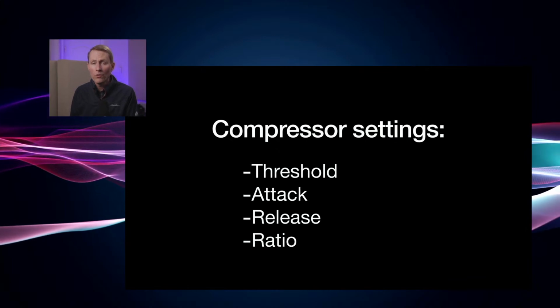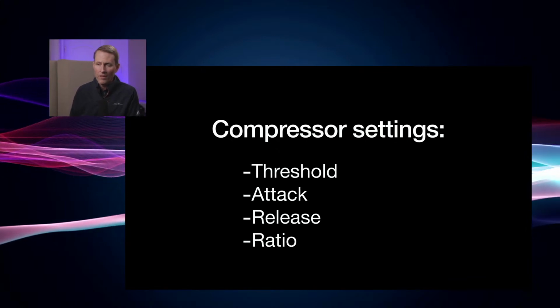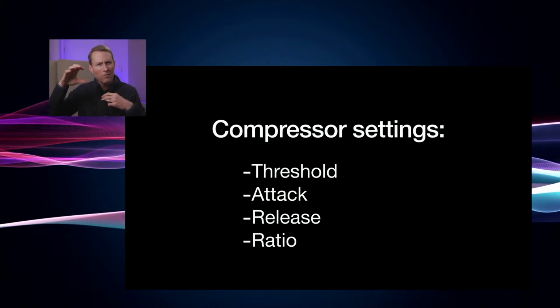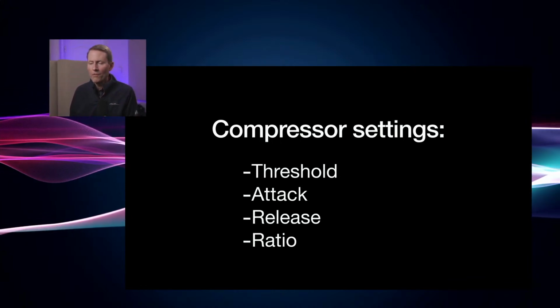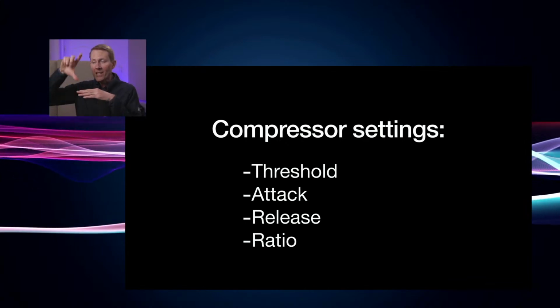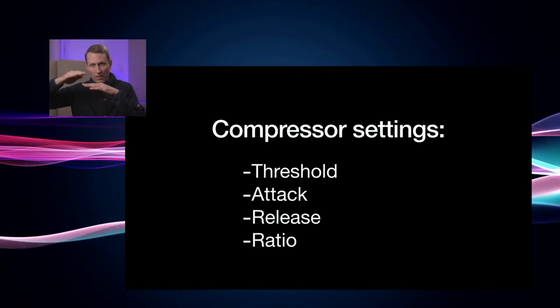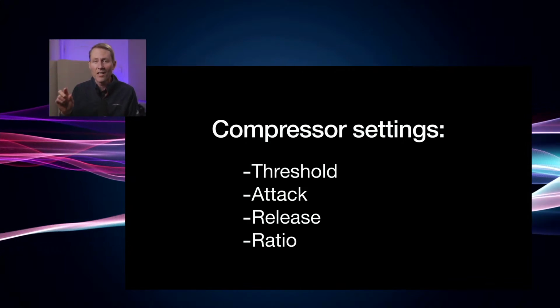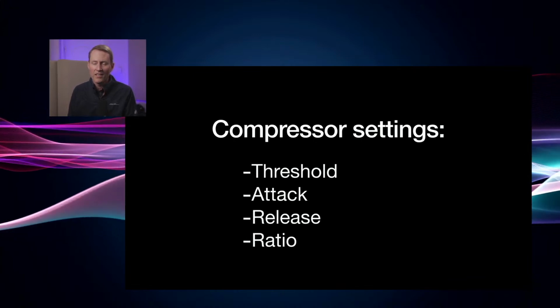If you go to a 2-to-1 ratio, then for every 2 dB that go above the threshold, it's going to squash that down to 1 dB. So that's a mild amount of compression. If you go to a ratio of 8-to-1, every 8 dB that goes over the threshold will be squashed down to 1. That's quite a bit more compression. In fact, you're starting to get into the territory of a limiter at that point.